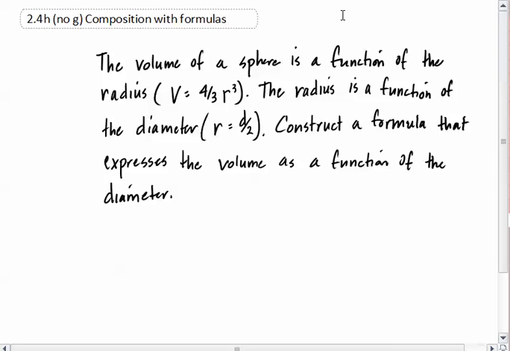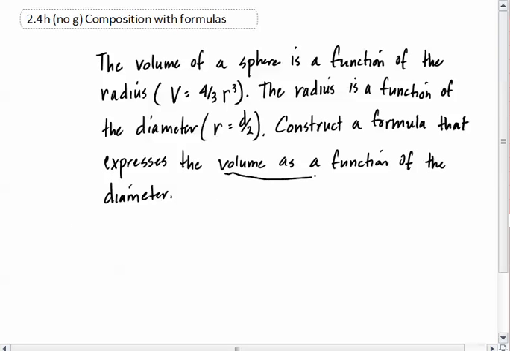We're going to take a look at a composition using formulas, and it says the volume of a sphere is a function of the radius. The radius is a function of the diameter. They want us to construct a formula that expresses the volume as a function of the diameter. Now let's just recap a few things that we've talked about previously.